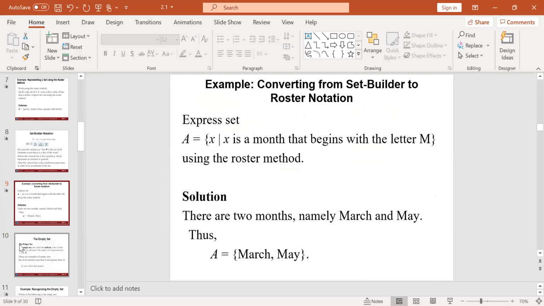So if you have the set A is all X, such that X is a month that begins with the letter M. No imaginary months. You're not allowed to make up months. Well, okay, that's a very, very wordy, long way of saying, oh, well, March and May. March and May are the only 2 months that start with the letter M. In other words, all we've done was we've converted from this set builder notation into roster notation, where we just list out the elements ourselves.